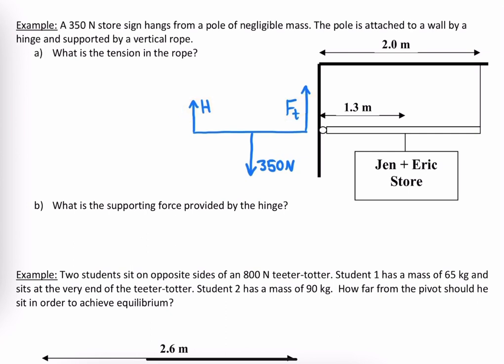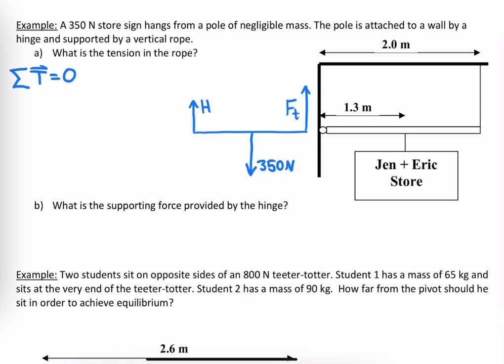Now, I'm going to apply my equilibrium condition. Right? I know that this pole is not going to rotate. From looking at the diagram, I can tell that. It's going to stay at rest. So because it's not going to start rotating, I know the sum of the torques is equal to 0. There's no net torque on this pole.